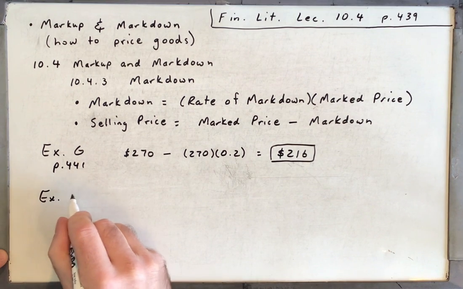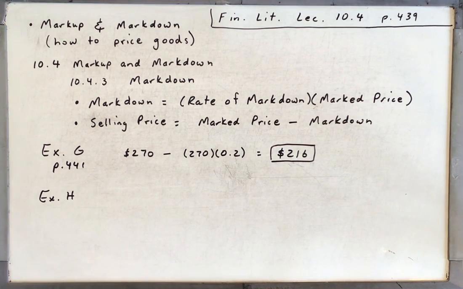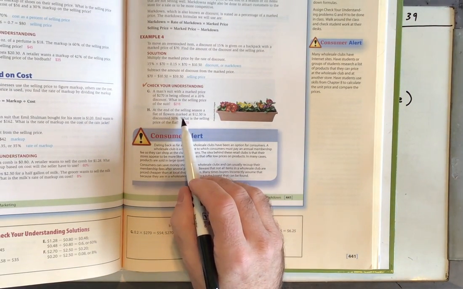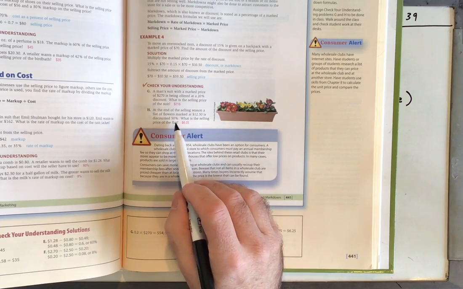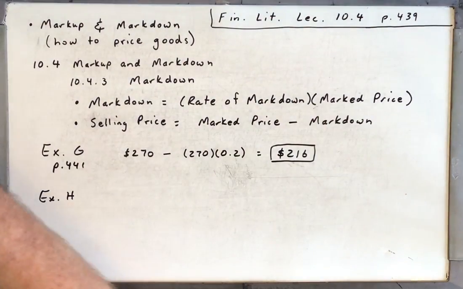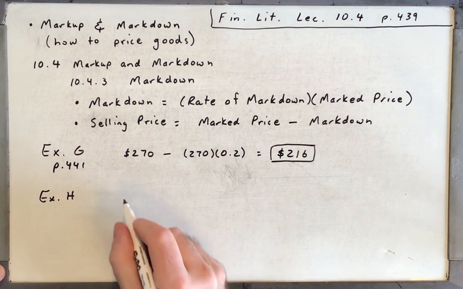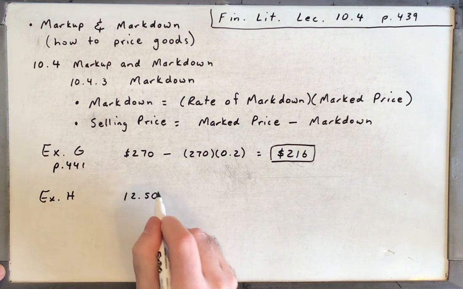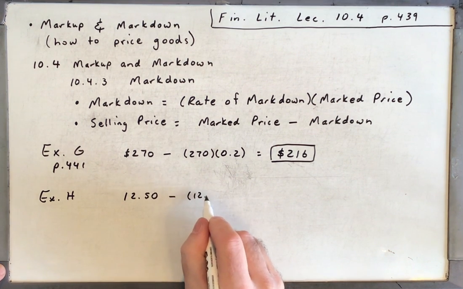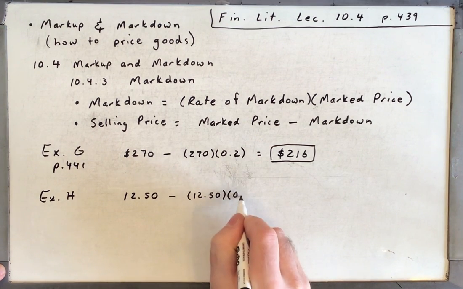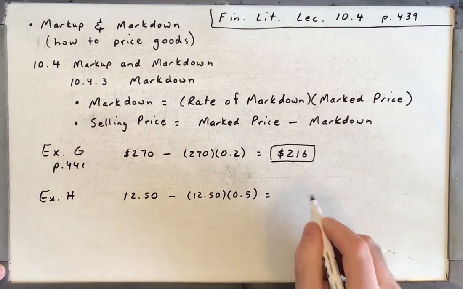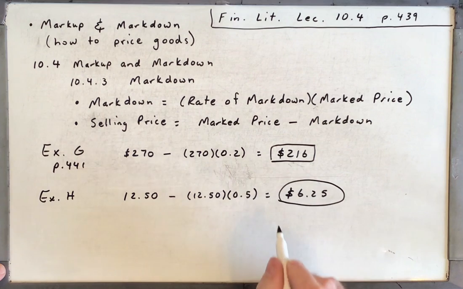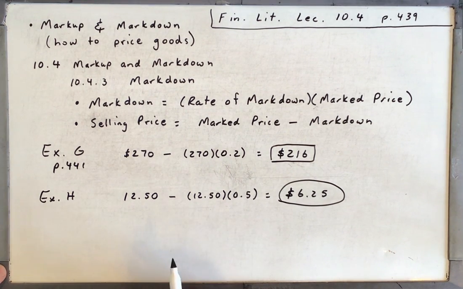And example H right underneath. So at the end of the selling season, a flat of flowers is marked at $12.50, a discount of 50%. What is the selling price of the flat? Well, you could probably do it in your head, since 50% would be half. All right, but it's $12.50. That's the original price minus $12.50 times 0.5, which is your 50% number, and that would be $6.25. So there's your half off. All right, so that does it for section 10.4.